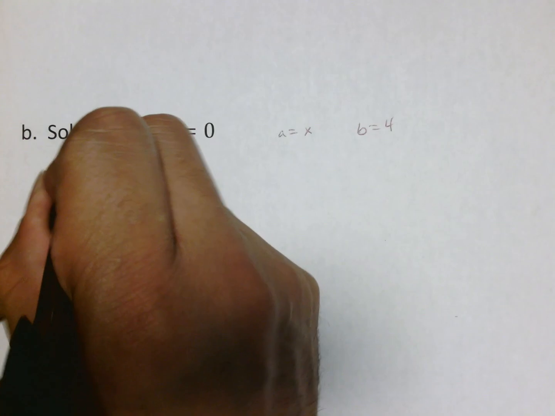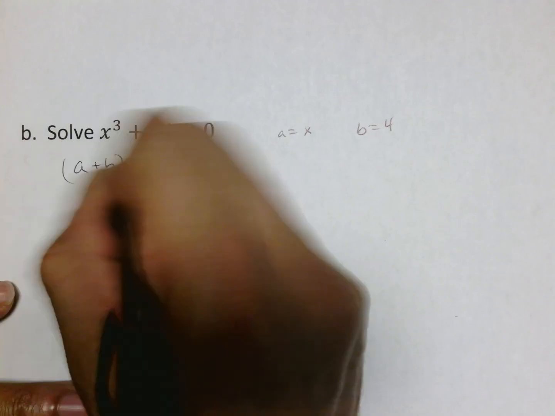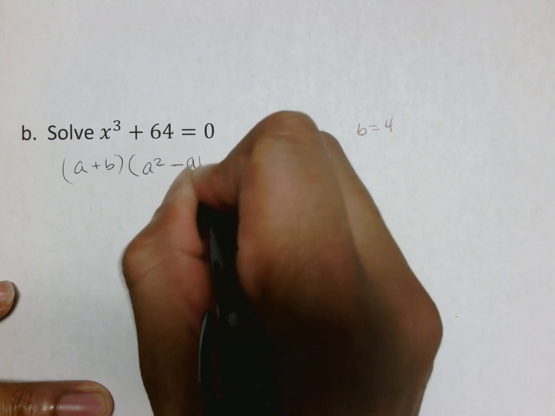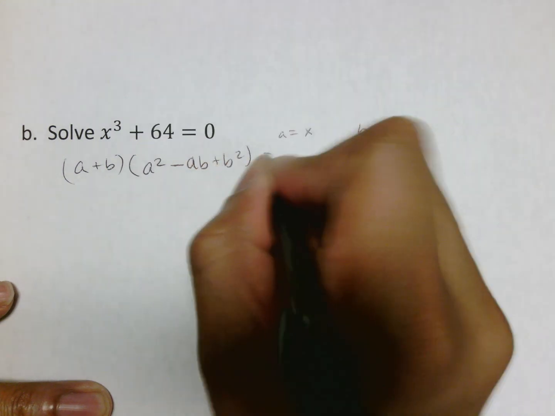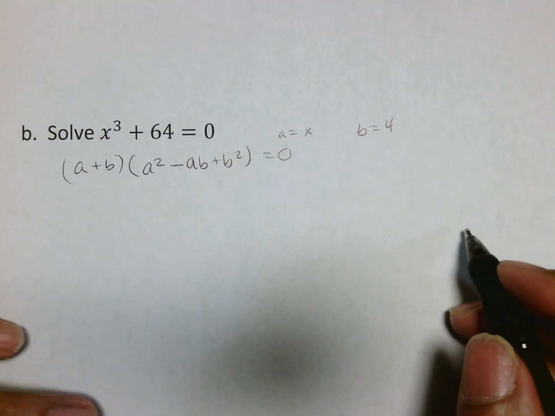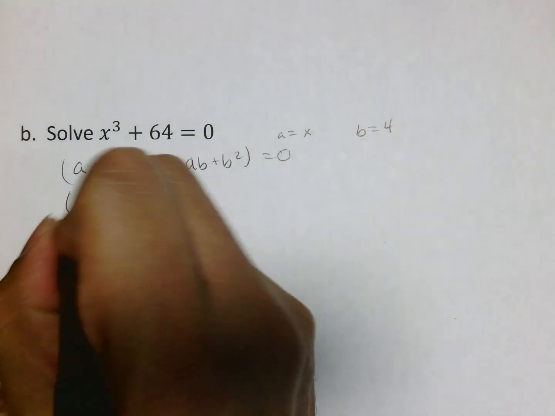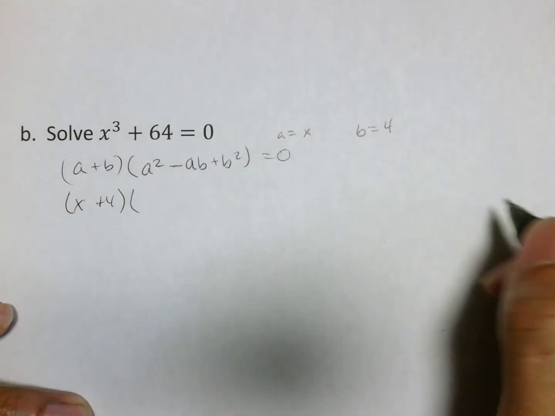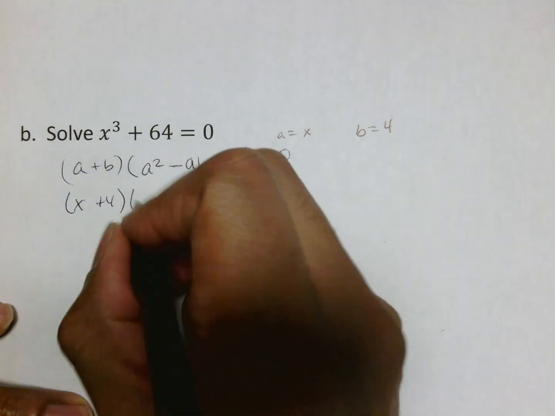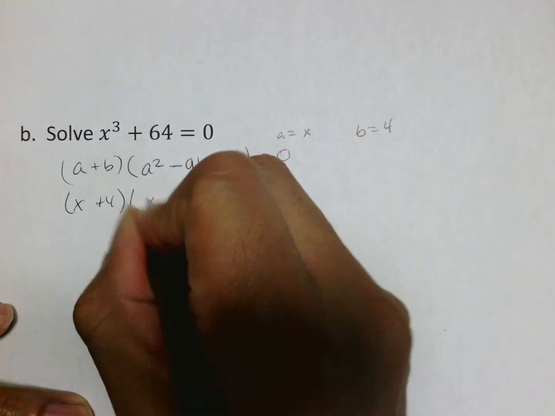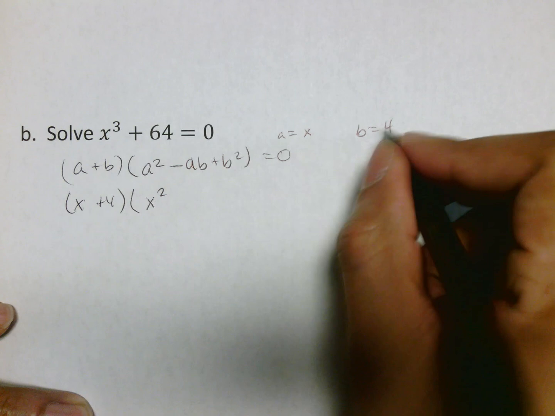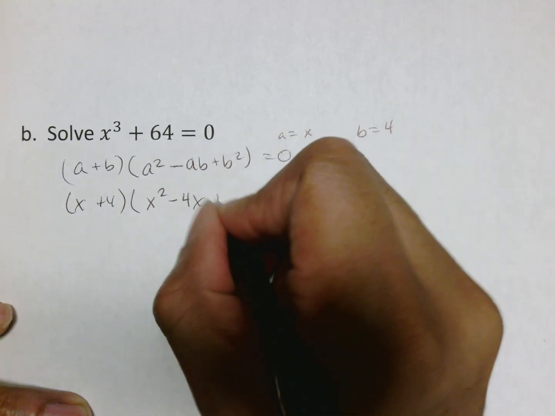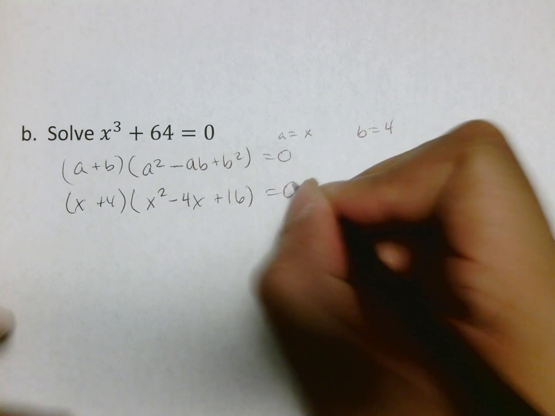And so we'll do the a plus b times a squared, remember the sign changes, minus ab plus b squared equals 0, because remember that's going to be there still. And so we end up with x plus 4 times x squared, minus 4x, because that means multiply the 2, and then plus 16 equals 0.